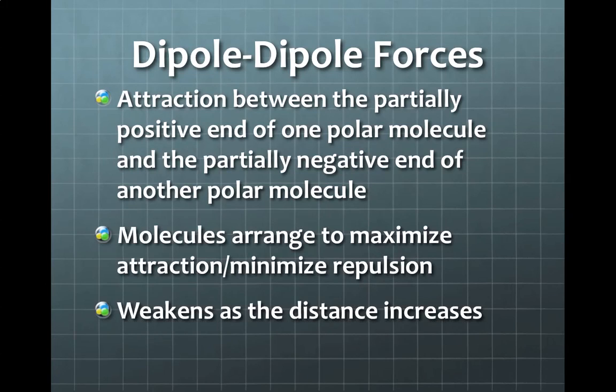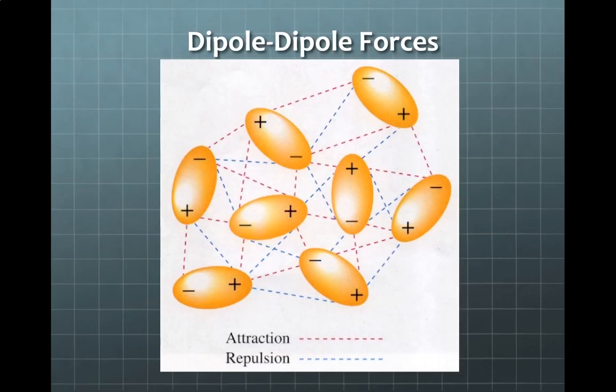And the further apart they get, the weaker these attractions are. And again, you can imagine a magnet with a positive and a negative side. The further apart you pull them, the weaker the magnetism is between them. Here's an image of it.